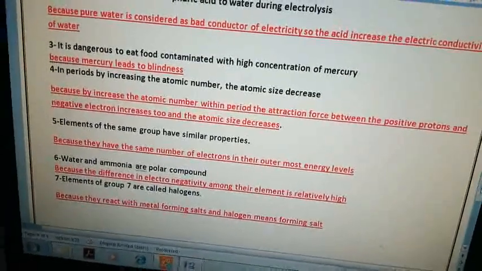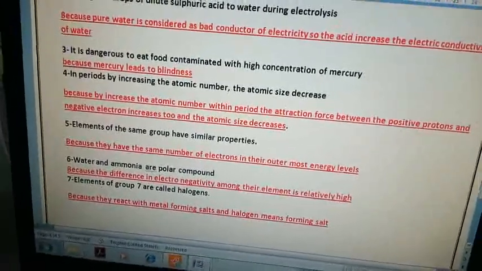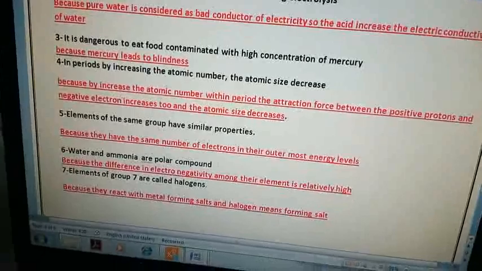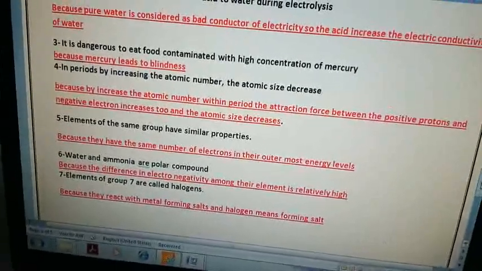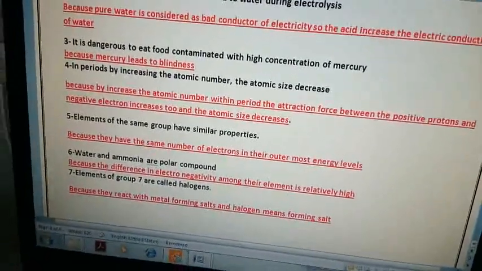Number 5, elements of the same group have the same properties. That's why, because all elements in the same group have the same number of electrons in their outermost energy levels.